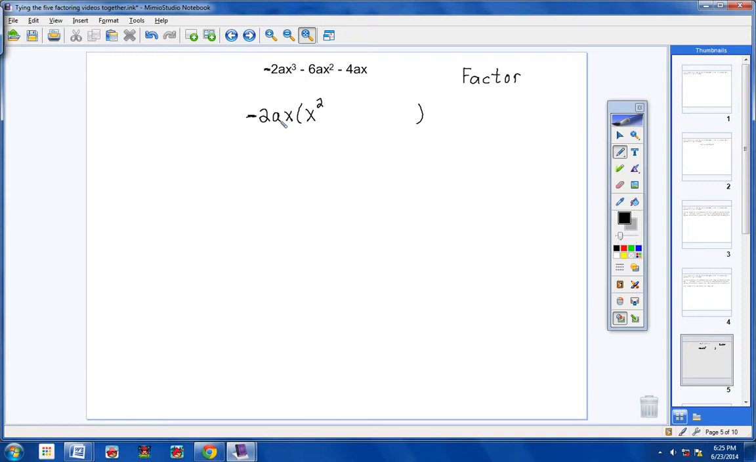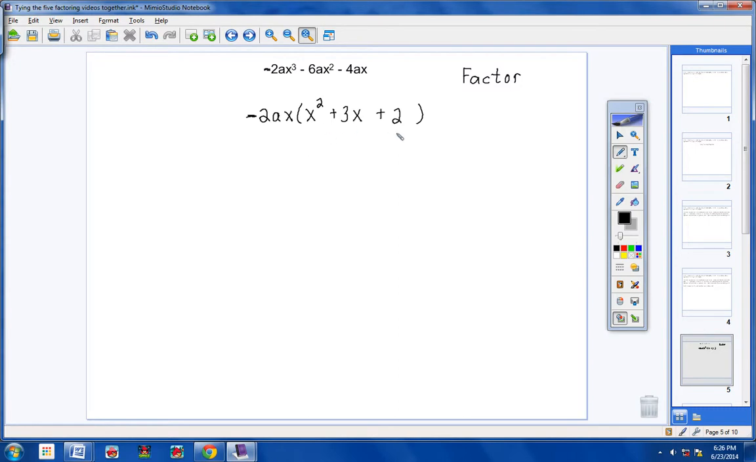Negative 2ax times x squared would be negative 2ax cubed. Now here I would be left over with a positive 3x, I believe. Let's see if that's right. Negative 2ax times positive 3x would be negative 6ax squared. And now here I would be left over with a positive 2 because negative 2ax times 2 would be negative 4ax. And now students, please listen.